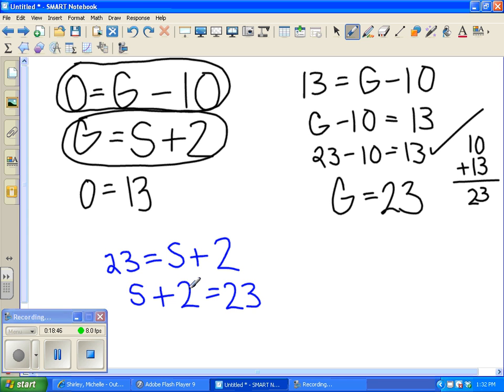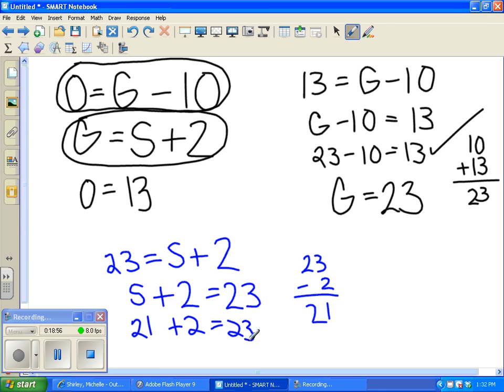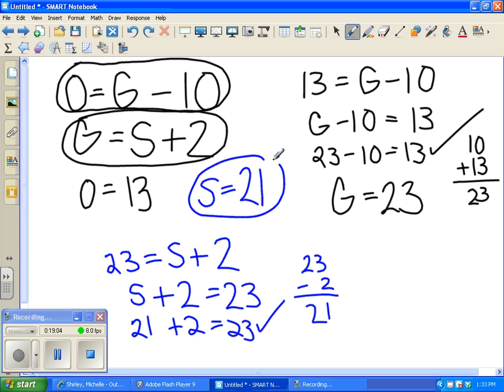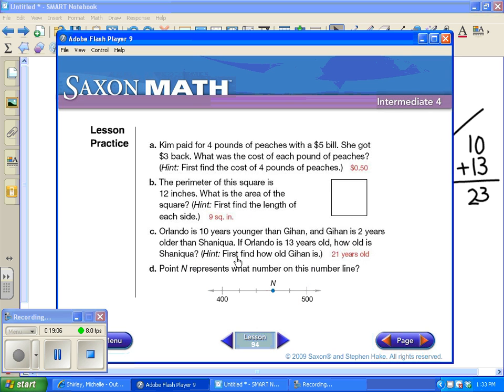So some number plus 2 would give me a total of 23. This is a case where you need to find the difference. So 23 minus 2 gives us what? 21. So let's check it out. Does 21 plus 2 equal 23? Yes, it checks out. It makes perfect sense. So I know now that S equals 21. So that was Shaniqua's age, and that was the answer to the question.